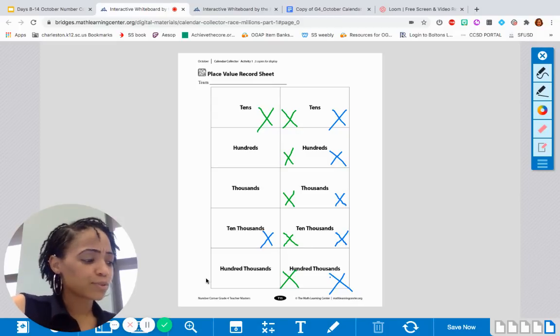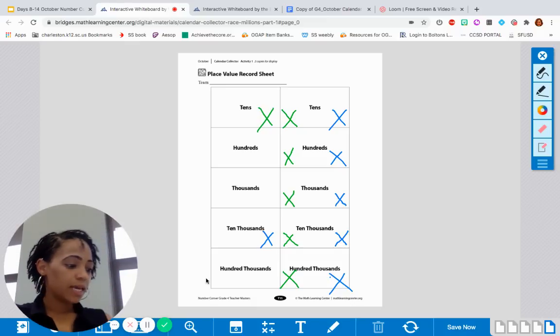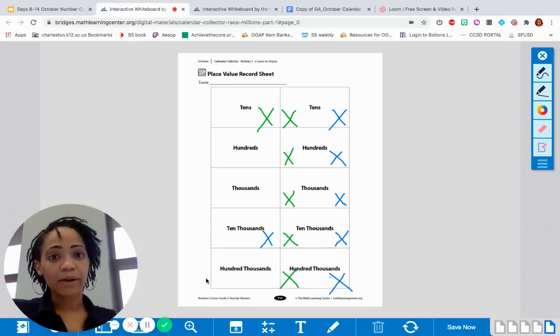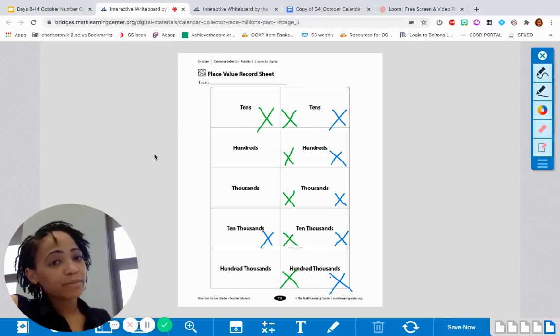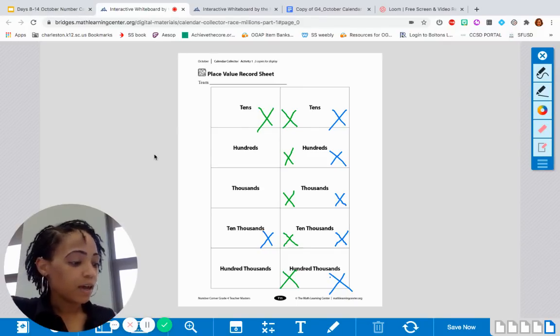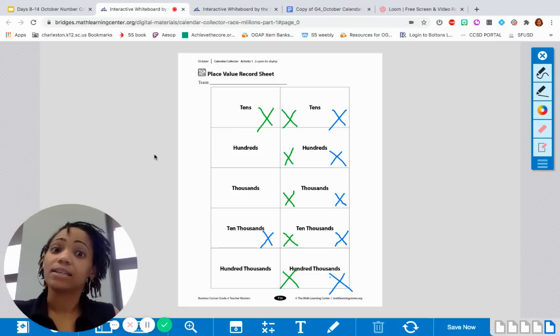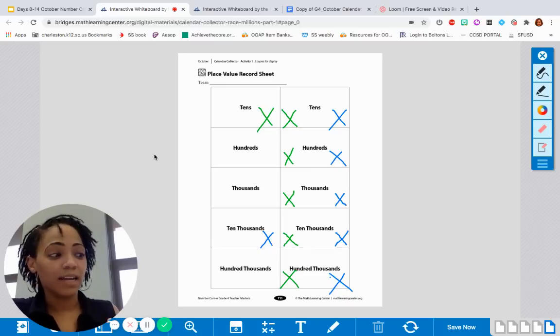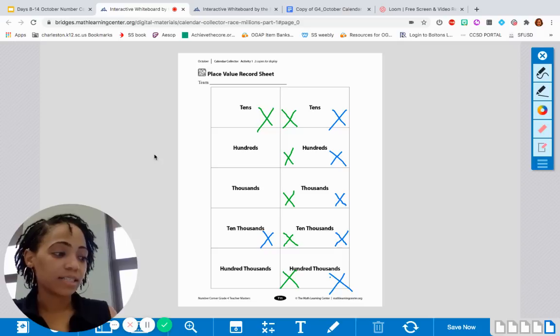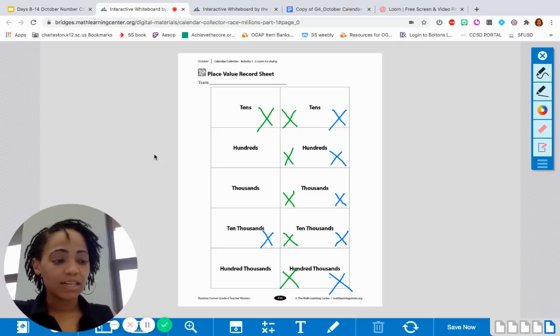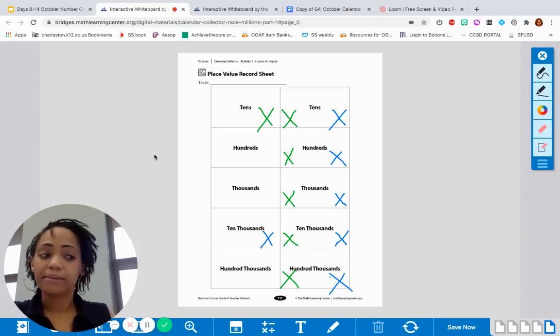All right, so I have a story for you, because we're going to talk about reading and writing large numbers today. Okay, so here's my story. Dinosaurs fascinate scientists and other people as well, like my son. I have a 2-year-old and he loves dinosaurs.